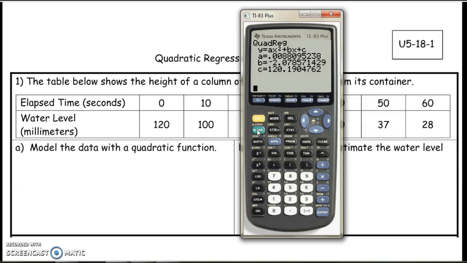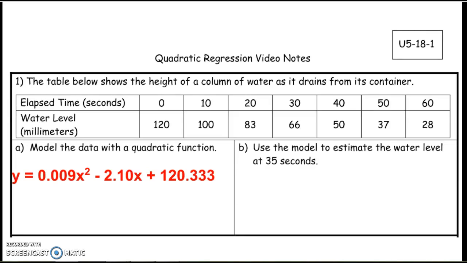I have rounded just for room on my computer monitor, and I put in the equation y equals 9 thousandths x squared minus 2 and 10 hundredths x plus 120 and 333 thousandths.